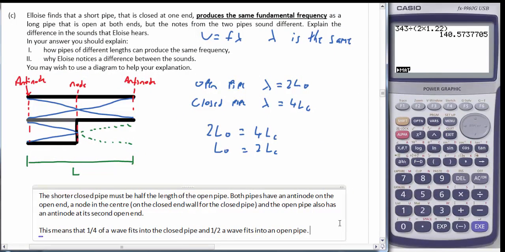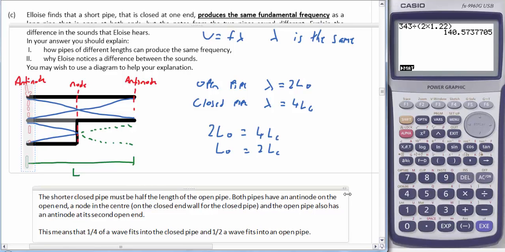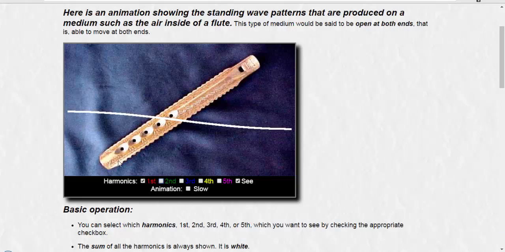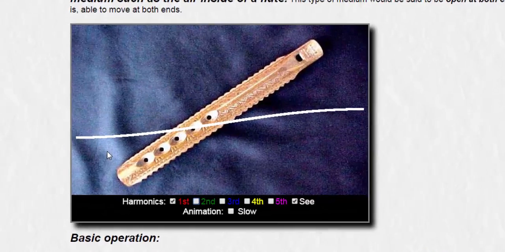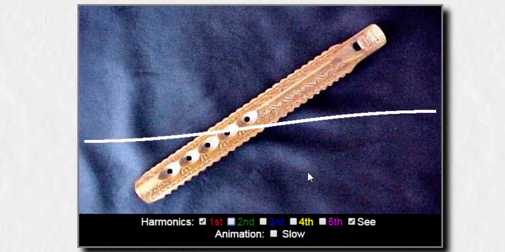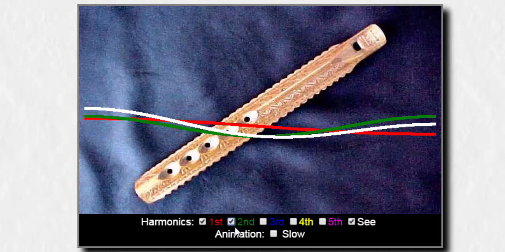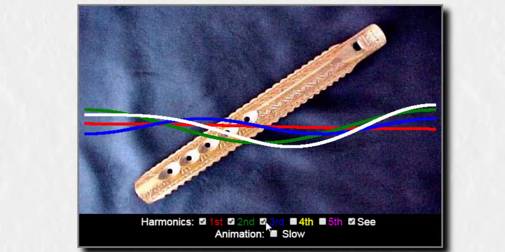So why Eloise notices a difference between the sounds, even though they're producing the same fundamental frequency, that same fundamental wavelength, the speed of sound is the same. Why are the notes different? The reason why the notes are different is because they're not just hearing the fundamental. If we look at an animation, all we're seeing here is the first harmonic. However, in reality, it's never just the first harmonic. It's always a superposition. It's always the adding together of more harmonics.